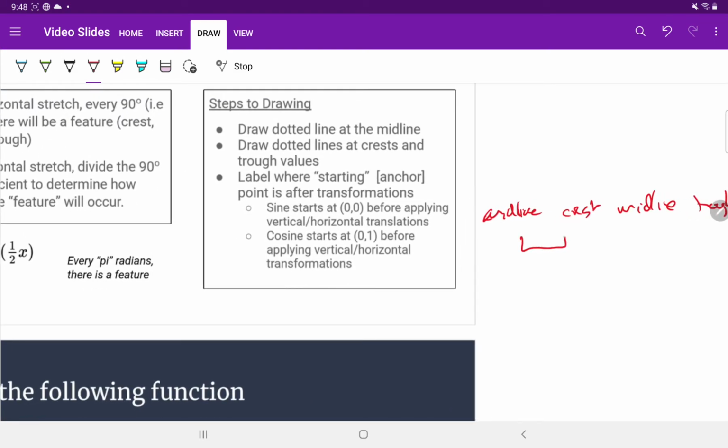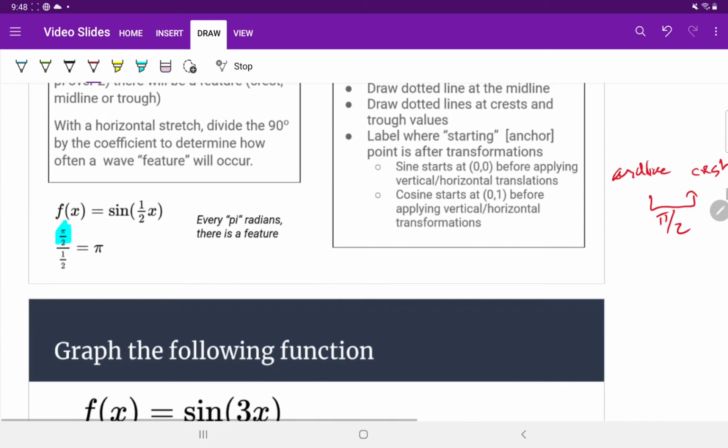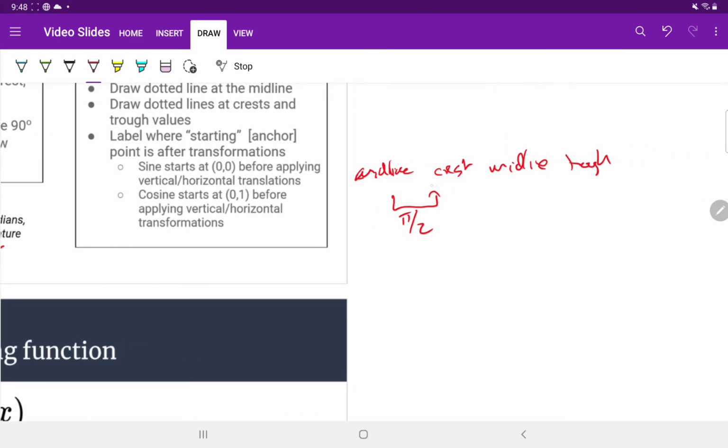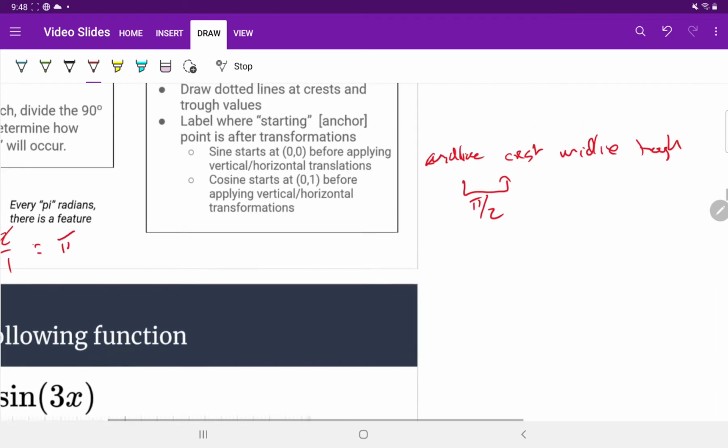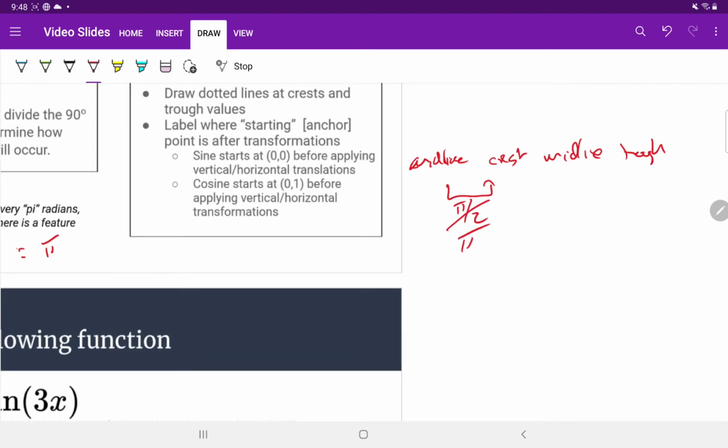And so the distance between these things is pi over 2, unless you have a stretch going on. And whatever that stretch is, you just literally divide it out of the pi over 2. So for instance, in this case, the sine of 1/2 of x. Every pi over 2 something's happening, but I also have this stretch, so I'm going to divide out that stretch. So pi over 2 divided by 1/2. I'll just multiply by the reciprocal, 2 over 1. These cancel, so now every pi something happens. It doesn't change its pattern, midline, crest, midline, trough. It just means in that particular case, instead of it happening every pi over 2, it's happening every pi.